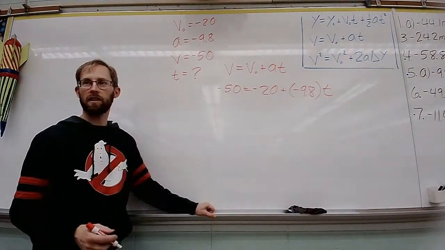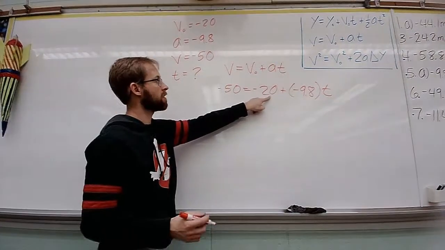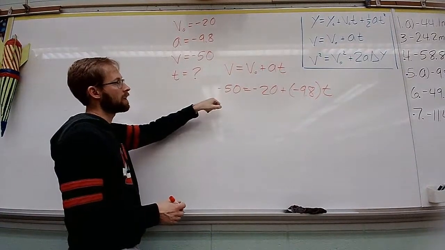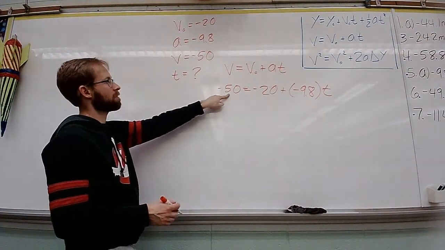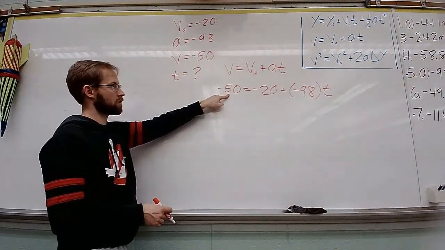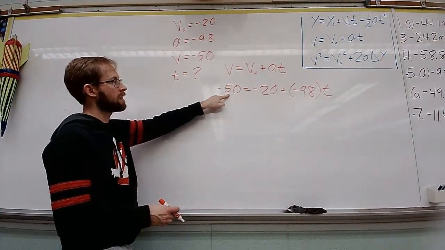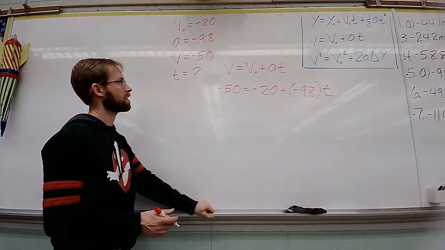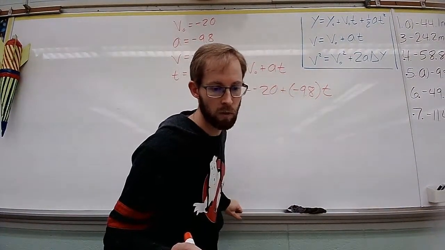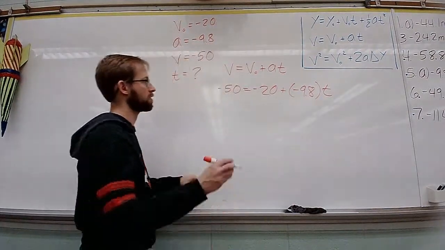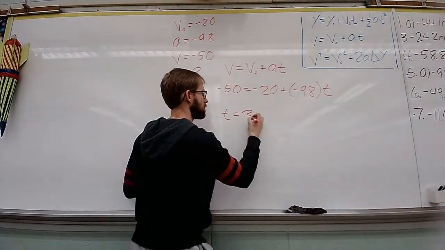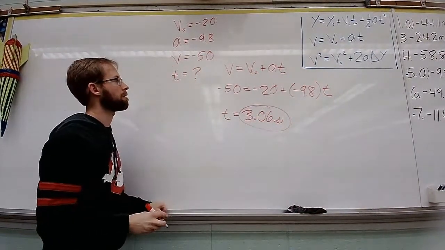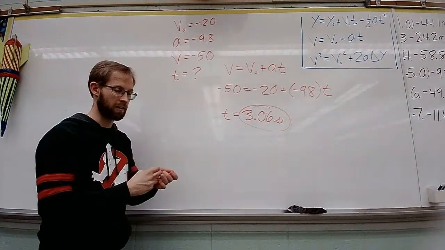So you just have to get the t all by itself. So I would add 20 to the left because that would make the negative positive when you move it over. So that would be negative 50 plus 20, so that'll be negative 30. So then negative 30 divided by negative 9.8 would get you your answer. And that answer ends up being equal to, looks like 3.06. And there's your time. Plug and chug.